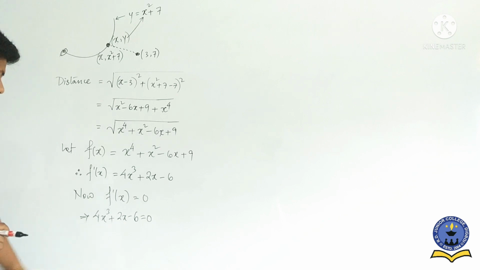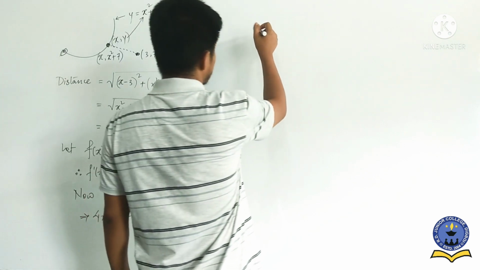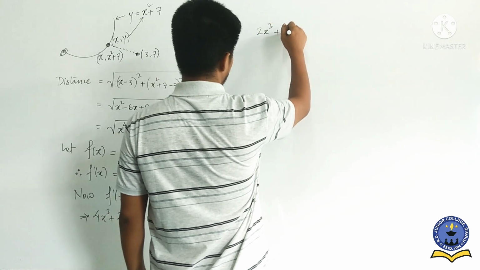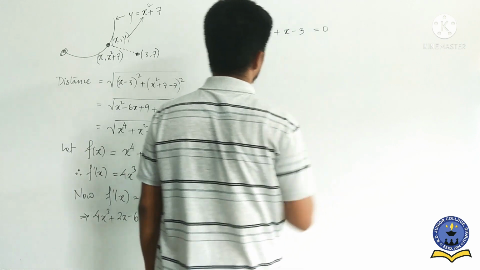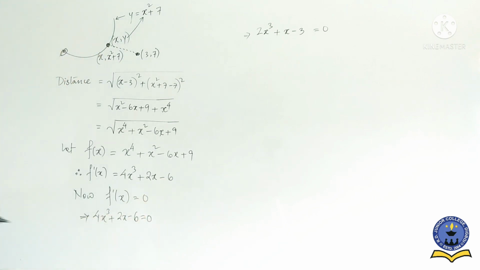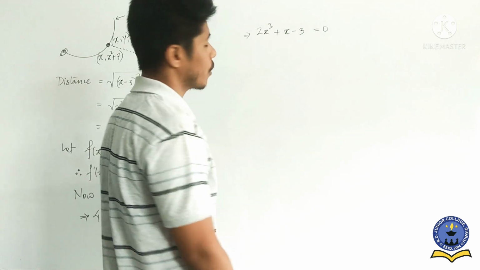So now from here, if we take 2 common, then what will remain? I write here: 2x cubed plus x minus 3 equals 0. If we take 2 common here, this one remains, 2x cubed plus x minus 3. Is it clear? So now here we have to factorize this result, 2x cubed plus x minus 3 equals 0.